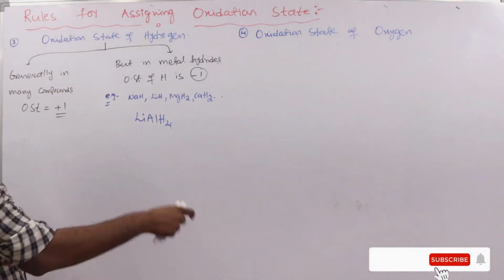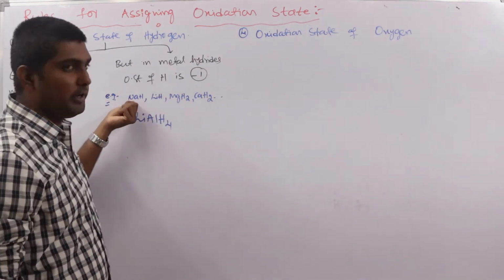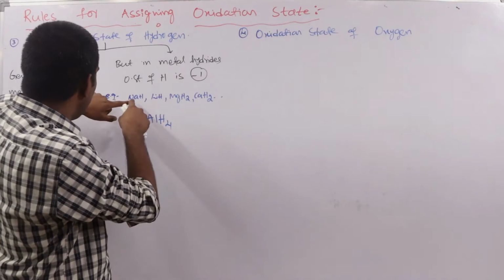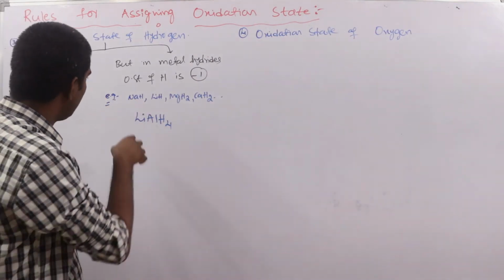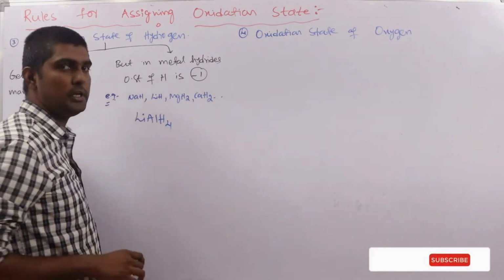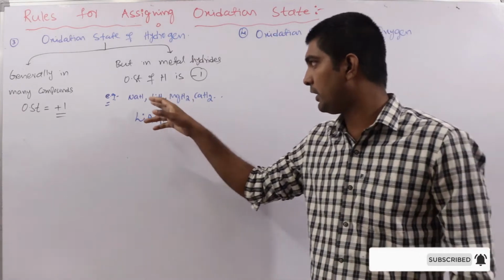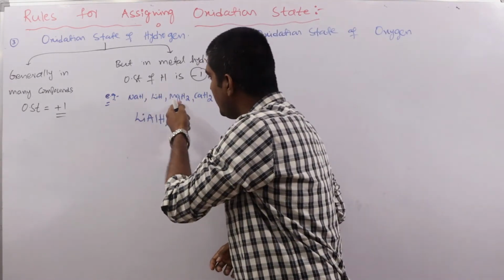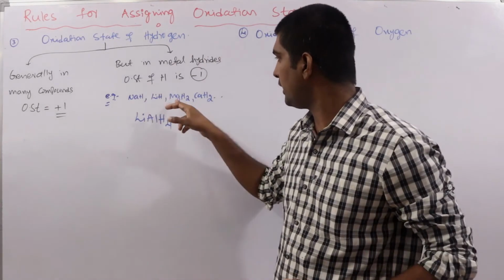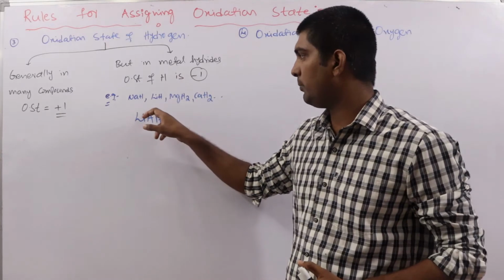Here sodium and lithium are always +1. They are more electropositive than hydrogen, so that's why they exhibit +1. Hydrogen is more electronegative than these metals, so that's why hydrogen definitely exhibits -1 oxidation state, and these elements exhibit +1 here. Here magnesium and calcium are +2, and here lithium is +1, aluminum +3.